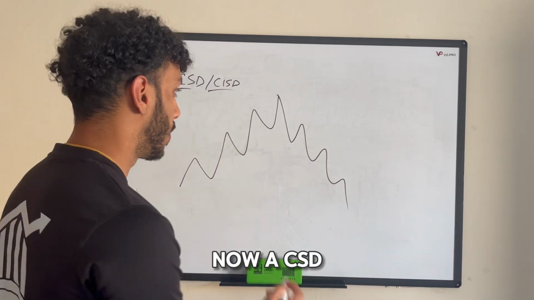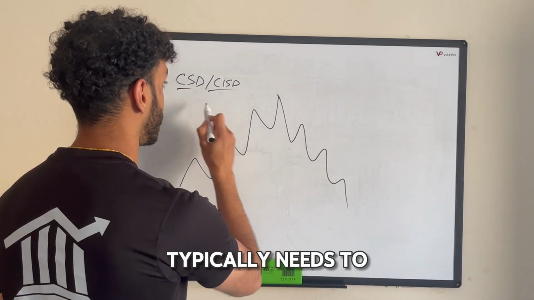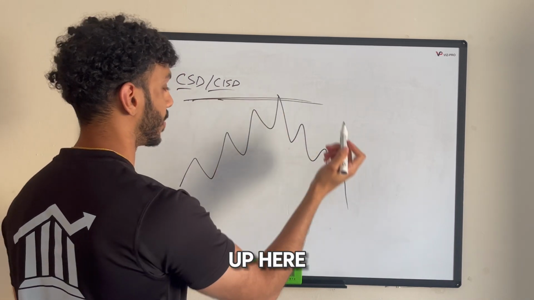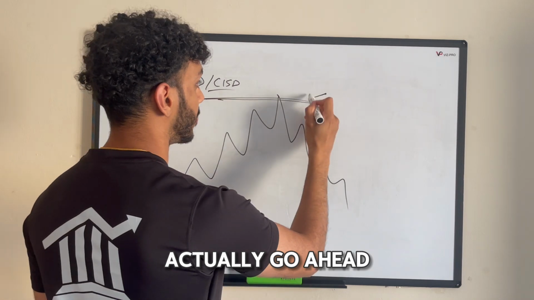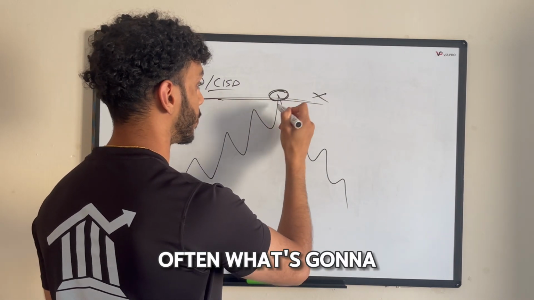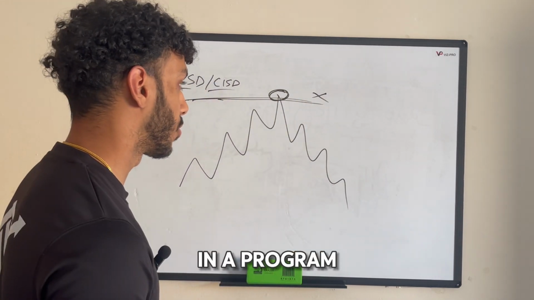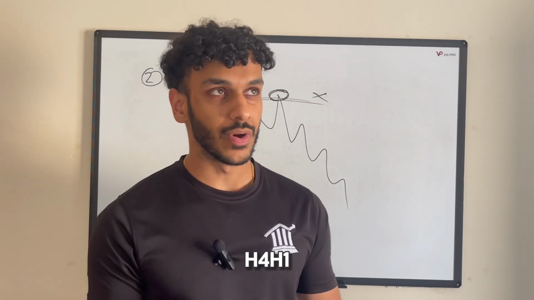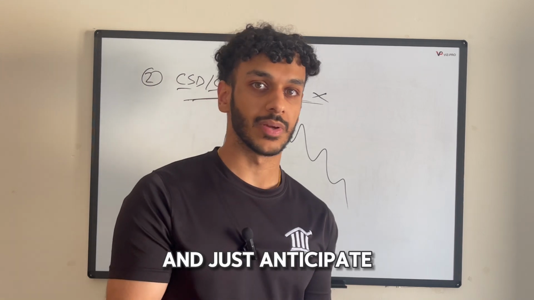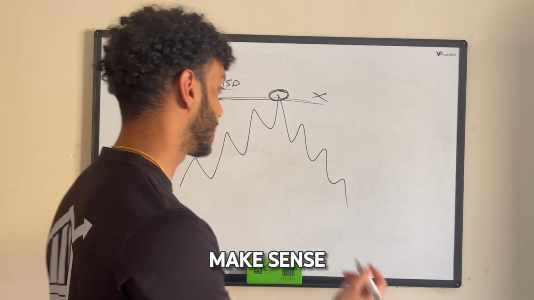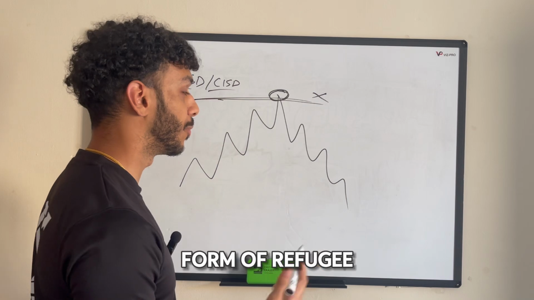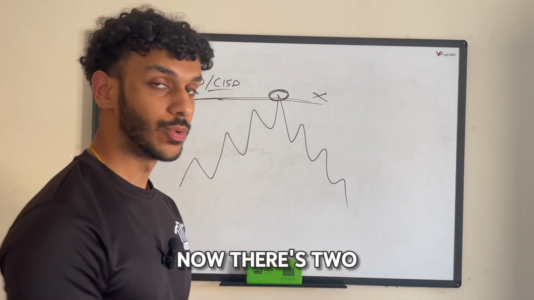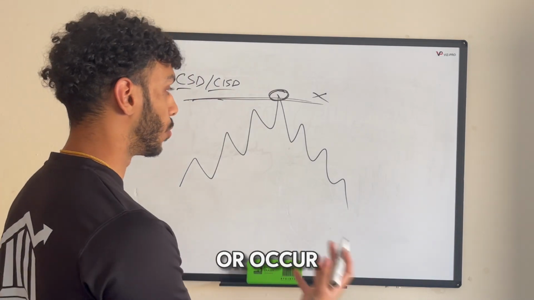Now, a CSD typically needs to be coupled with some sort of liquidity. So for example, we have liquidity up here. Price needs to go ahead and raid that liquidity, and that's often what's going to cause that shift in program. You can't just go on the M1 or H4, H1, any time frame and anticipate price to turn around. It doesn't really make sense. It needs to have some sort of catalyst in the form of FVG, liquidity, that sort of thing to actually denote the shift. Now, there's two ways that shift can be displayed or occur.